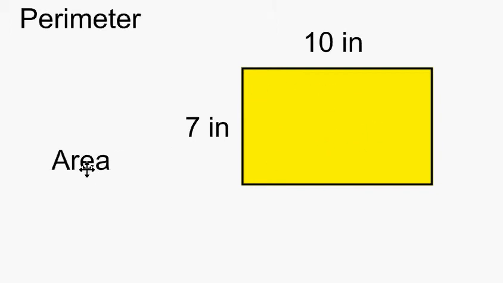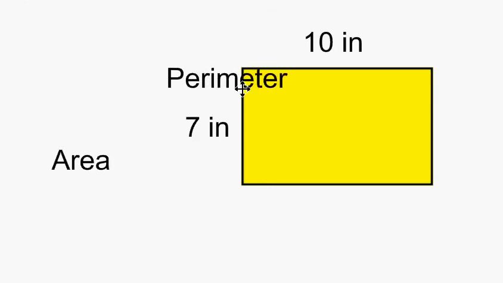So area and perimeter, something you're going to see for many years, and you're going to see it when they talk about triangles, and they talk about a couple other shapes too. So this doesn't really go away. This is really just a precursor to some other things that happen later on in math.